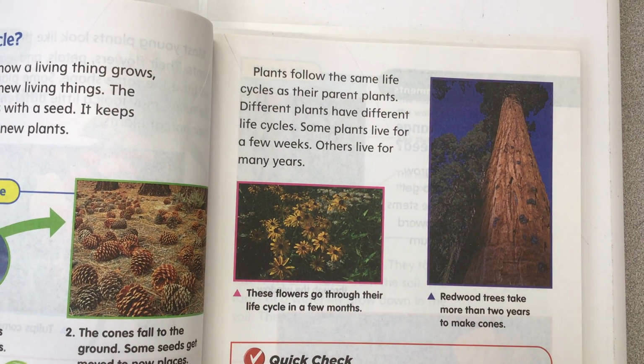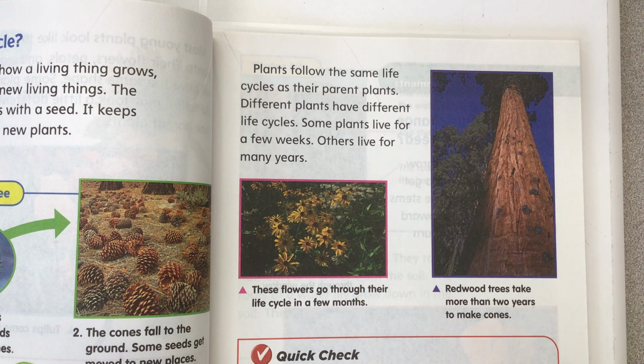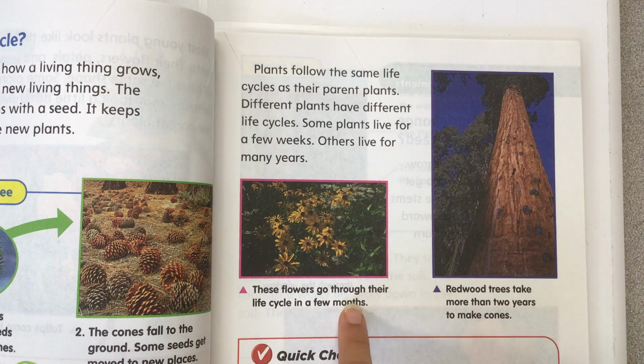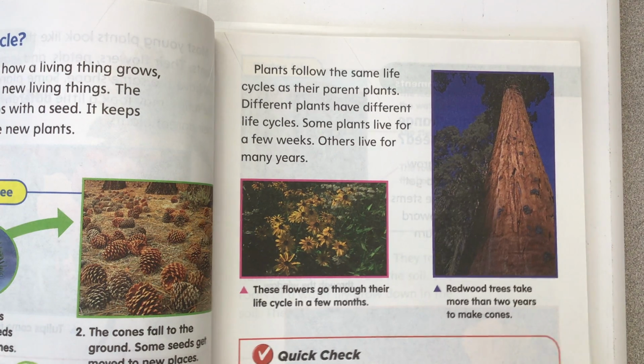Plants follow the same life cycle as their parent plants. Different plants have different life cycles. Some plants live for a few weeks, others live for many years. These flowers go through their life cycle in a few months. Redwood trees take more than 2 years to make cones.